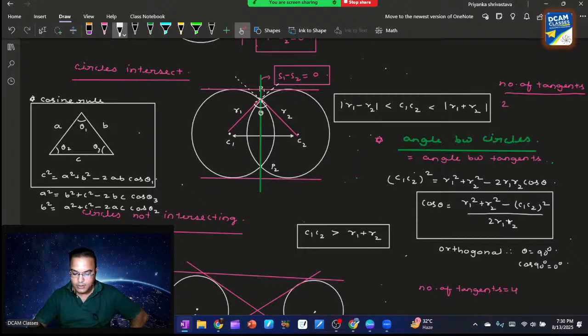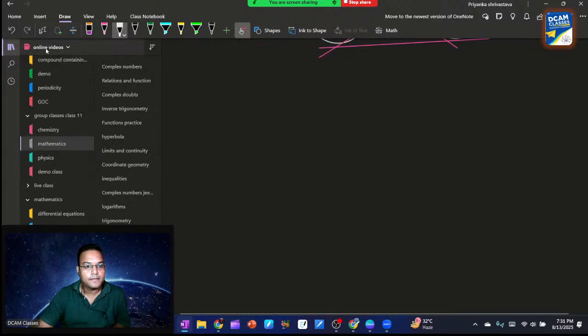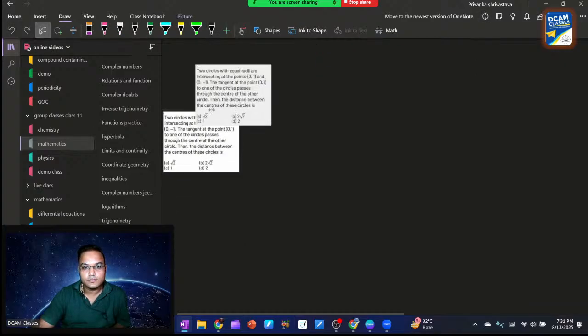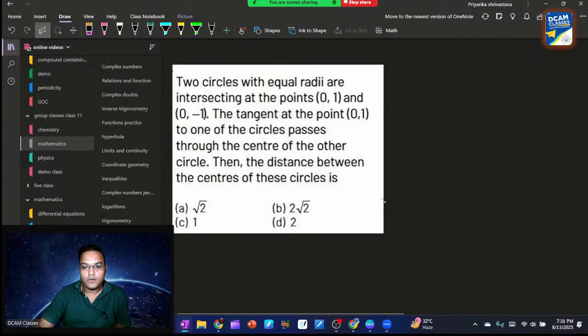Now try solving this question. Then after you solve this question, I'll give you the question that I wanted to give. Try solving this one.